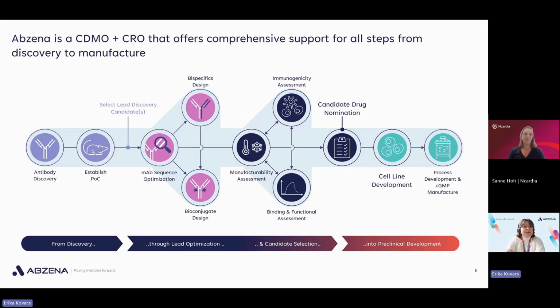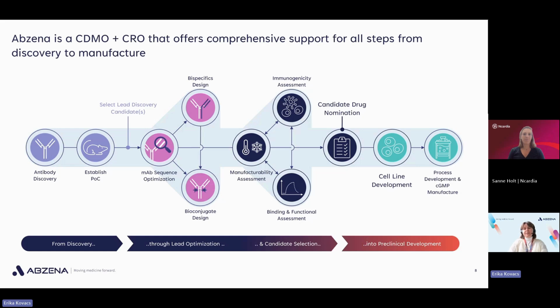Abzena is an end-to-end CDMO CRO. We offer comprehensive support from the very beginning of discovery all the way to manufacture. So we have partners who we do antibody discovery programs with, establish POC data, and then where we really add a lot of value and have a lot of expertise is the middle part, the lead optimization phase and the candidate selection phase.